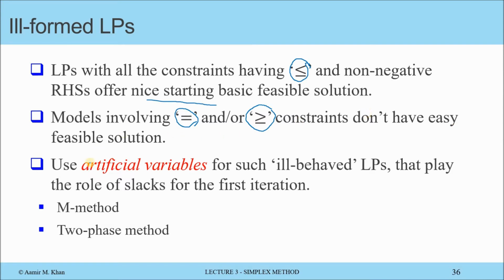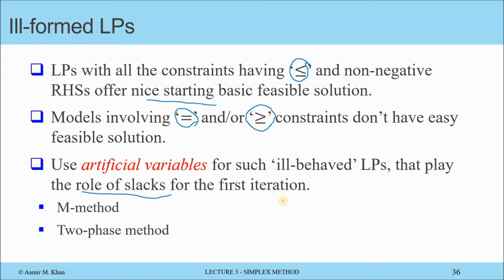For this purpose, what we will do is introduce new artificial variables. We normally call these ill-behaved linear programming problems, because they are not behaving normally. So for them, we try to create artificial variables that will play the role of slack variables.